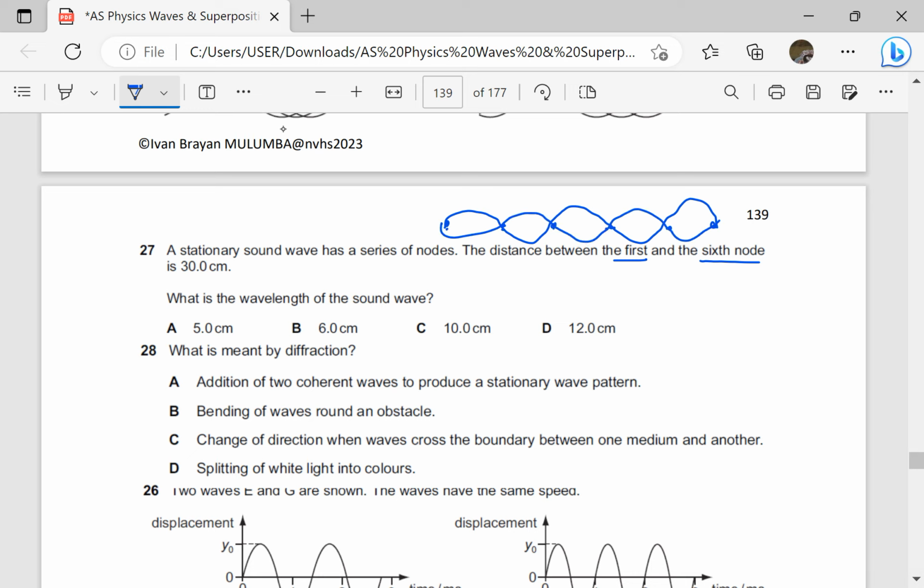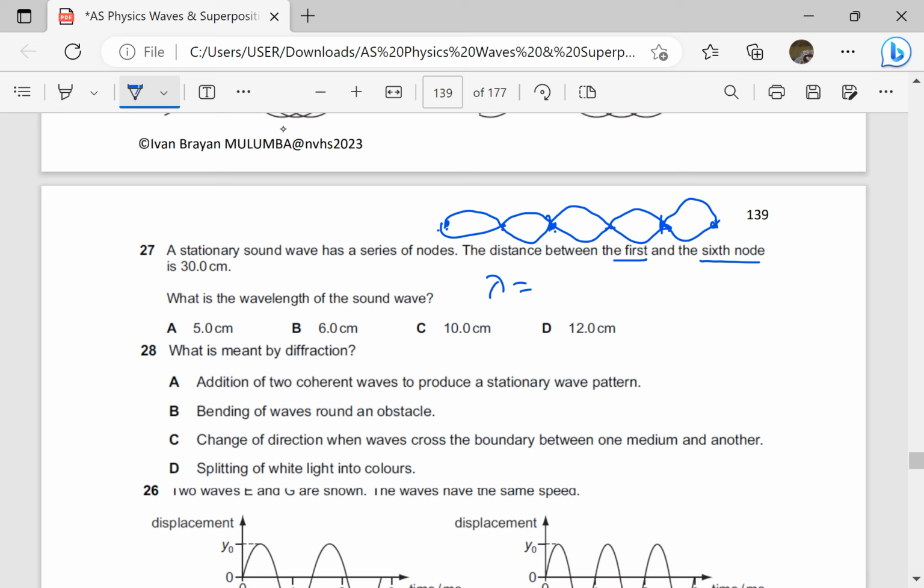1, 2, 3, 4, 5, 6. So the distance between the first and the 6th node is 30 centimeters. So you want only to find the wavelength. So this is 1 wavelength, 2 wavelengths and a half. There are 2 wavelengths and a half in 30 centimeters.